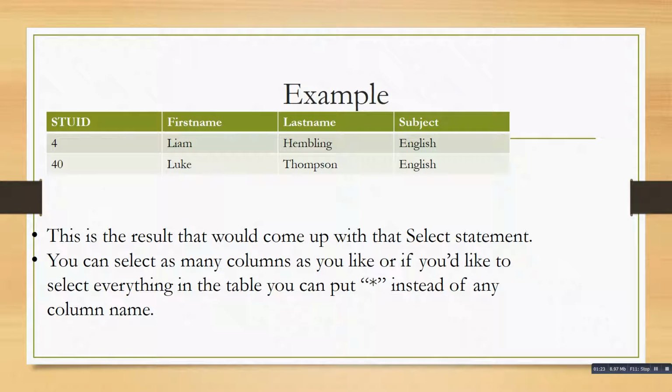For example, if you were to put that query through, this table would pop out. This is the result you'd get. And also, if you'd like to select everything, more than just the first name, last name, subject, etc., everything in the table, instead of putting select and writing every column's name, you can just put select and a star and the table's name, and that would bring out a list of everything, the whole table.